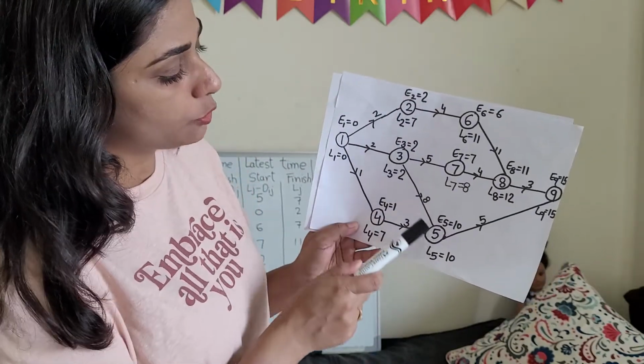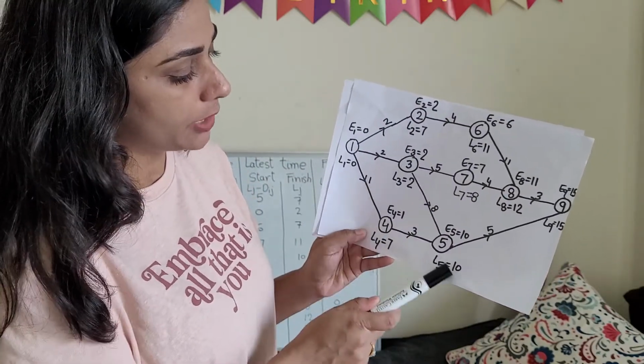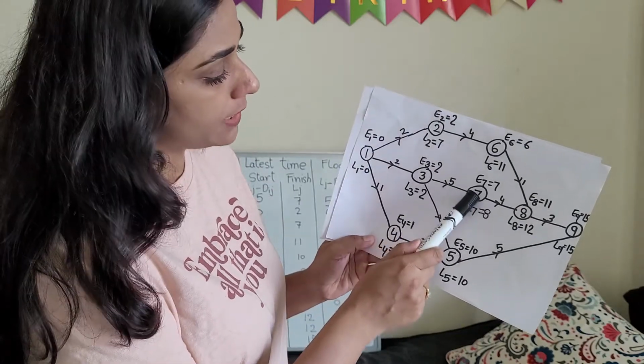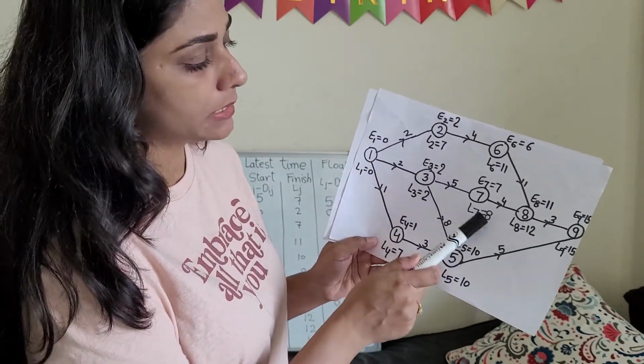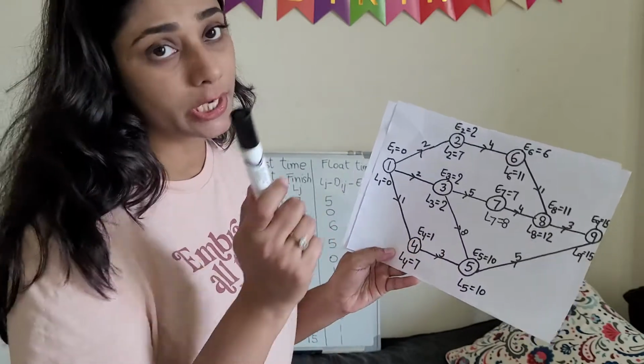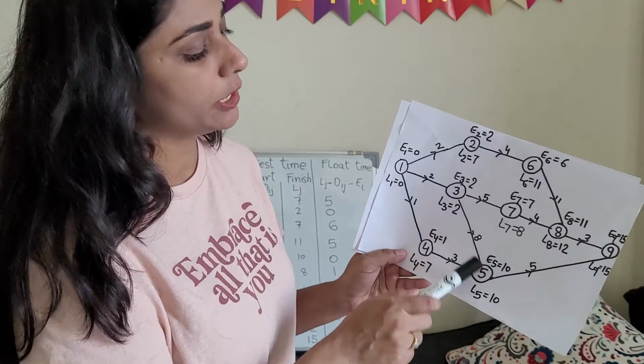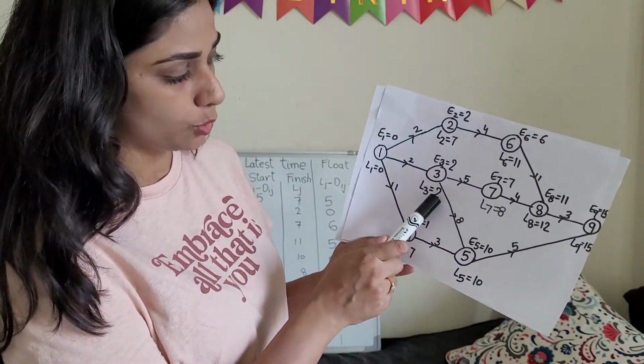So for 3 to 5, L3 will be 10 minus 8, 2. Correct? And for 3 to 7, L3 will be 8 minus 5, which is 3. So we are taking the shortest one. So we are selecting this 3 to 5, 10 minus 8, which is 2.